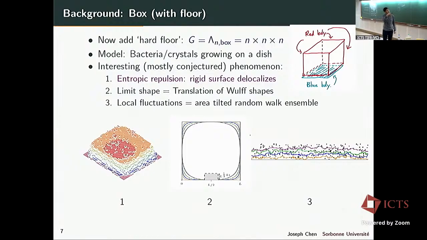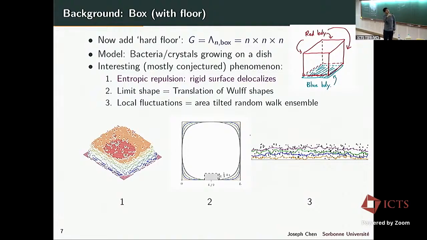And proving this is the first step in a big program of things we would like to show about such a surface. So the first picture is showing this delocalizes. And then once you show you have this picture on the left, you can ask what is the shape of this plateau that you see. And this should have a limit shape of being a translation of Wulff shapes. This is the second picture.